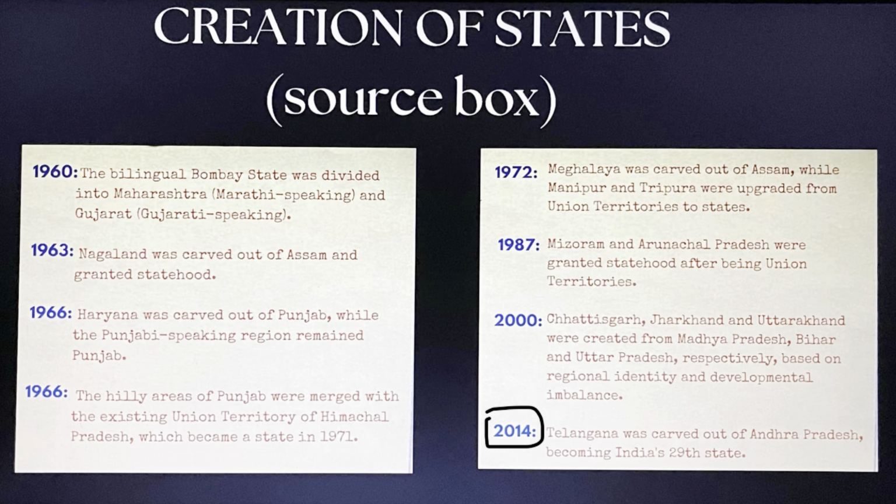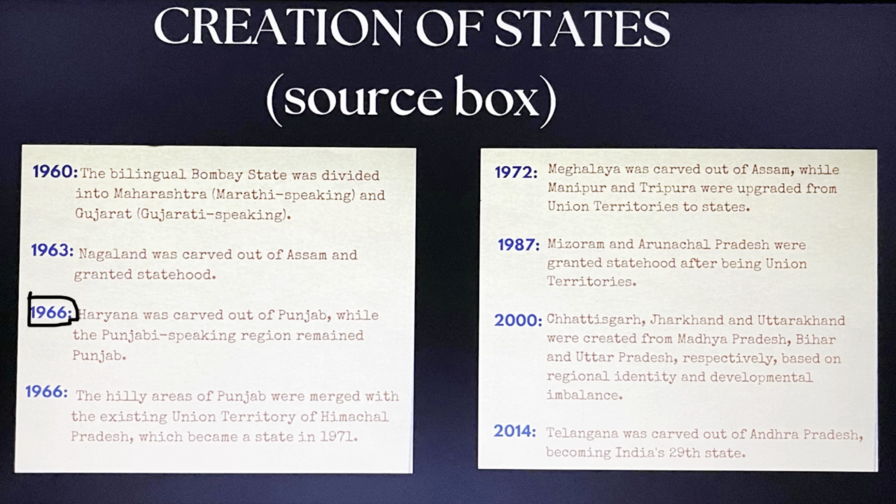Okay, so let's now see why these new states were created later on and on what basis they were created, because till 1956 the states were created on linguistic lines, right? So in 1960, the bilingual Bombay state, the Bombay province, which got turned into Bombay state after independence, was divided into two states. One was a Marathi speaking state called Maharashtra, and another was a Gujarati speaking state, Gujarat. Okay. Then in 1963, 3 years after, Nagaland was carved out of Assam and it was given statehood.